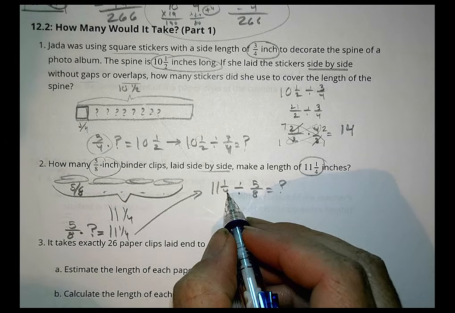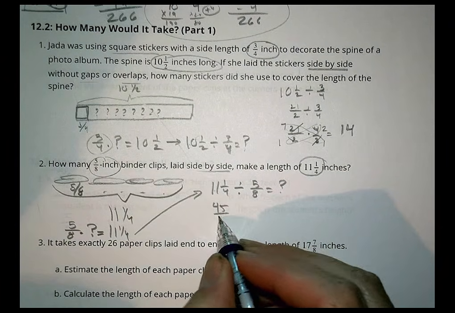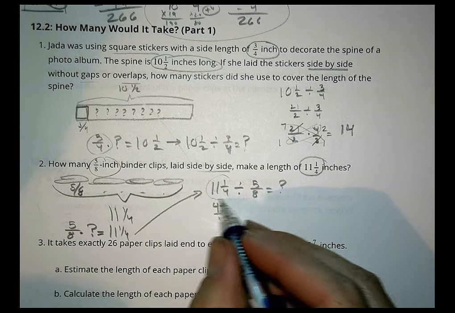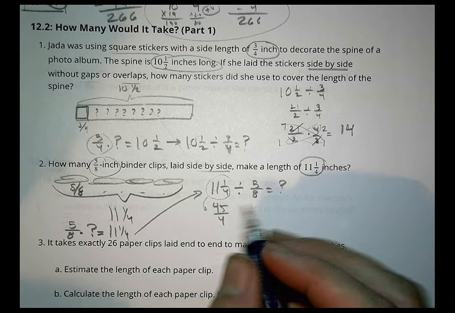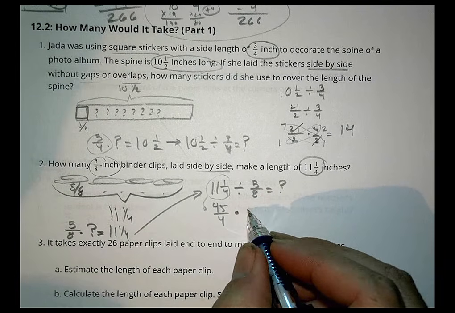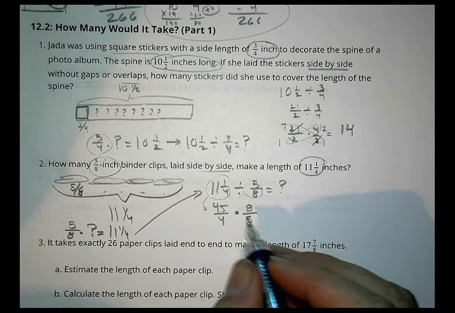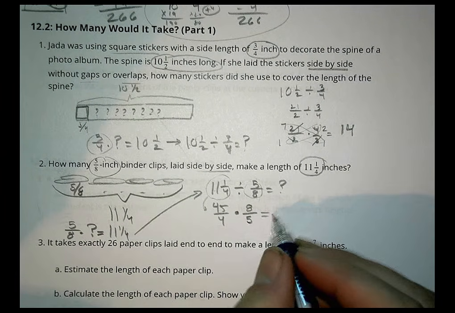So this becomes 4 times 11 is 44, plus 1 more is 45 over 4. That's how we turn the mixed number into an improper fraction. Instead of dividing by 5/8, we're going to multiply by the reciprocal, right? So we're going to flip that over there. Then we can look for how we can reduce.